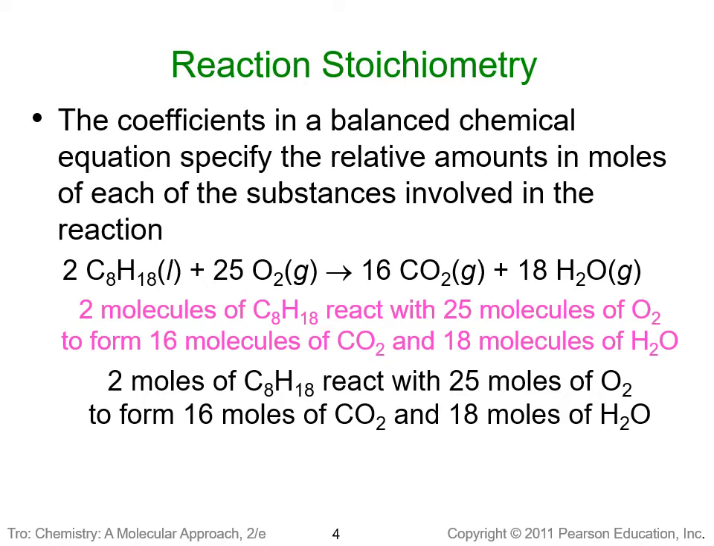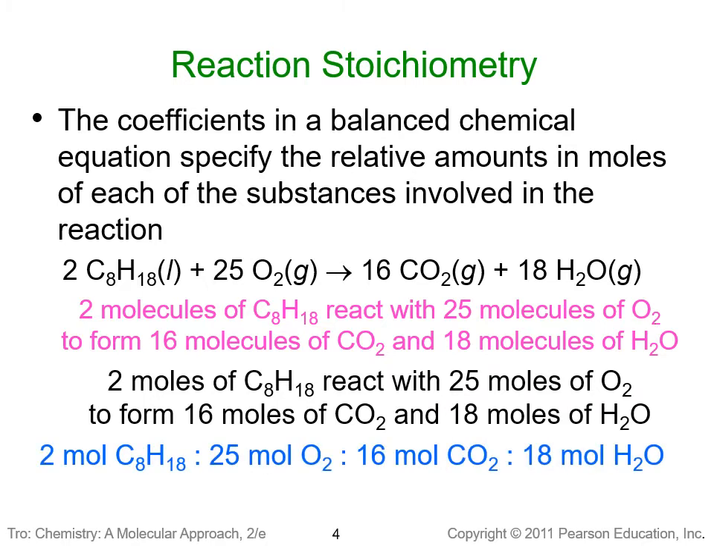But because we know that 6.022 times 10 to the 23rd molecules is a mole, we can also think about this balanced chemical reaction as moles of the substances. And this is much more useful to us in a laboratory setting because we can handle 25 moles of oxygen, but getting 25 molecules of oxygen is not a reasonable thing that we can do in the lab. This also gives us a relationship between each one of these quantities. So if we know the amount of one, we can calculate the amounts of the other.